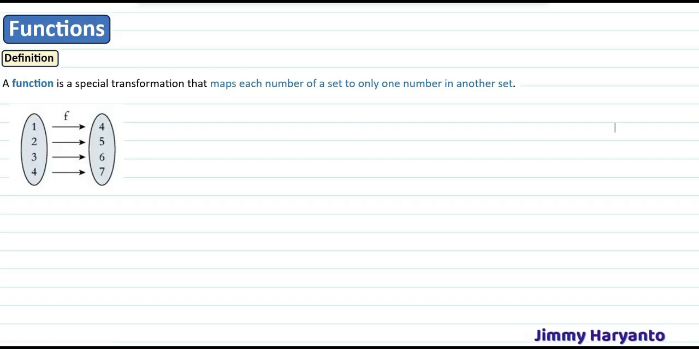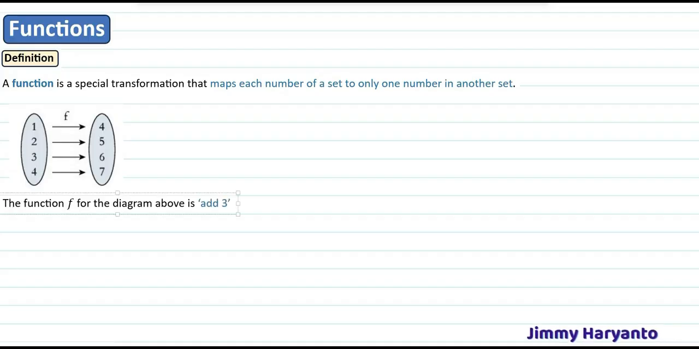And then the rule says 1 will become 4, 2 will become 5, 3 will become 6, and 4 will become 7. So as you can see, each value of x will have one value of y. And then the function f for the diagram above is add by 3. So the function means the rules. So the rule for the previous visualization is add by 3. As you can see, 1 added by 3 will become 4, 2 added by 3 will become 5, and so on.